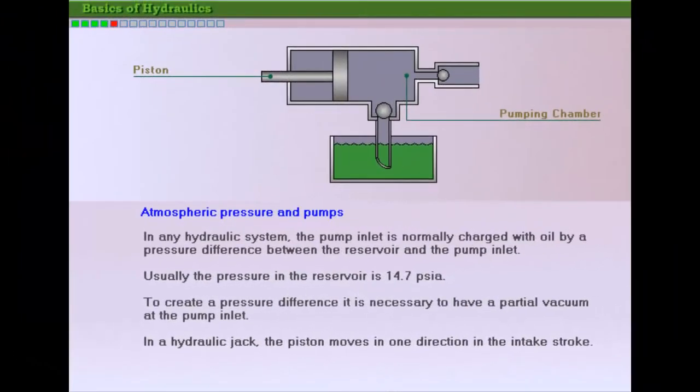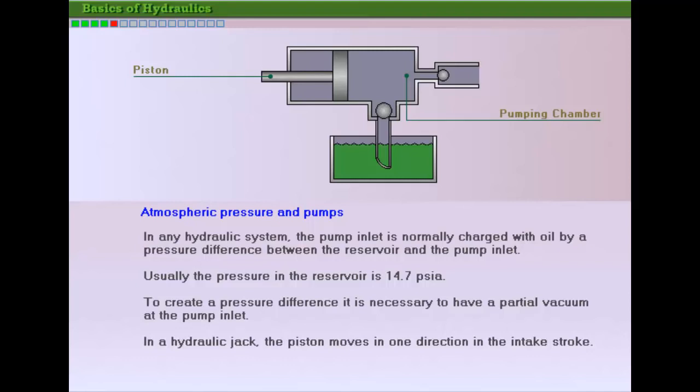In any hydraulic system, the pump inlet is normally charged with oil by a pressure difference between the reservoir and the pump inlet. A pressure difference, or delta P, must be present for flow to occur through any type of conveyor or hydraulic component. For our example, the pressure in the reservoir is assumed to be 14.7 psi-A. To create a pressure difference, it is necessary to create a pressure difference across the pump inlet.